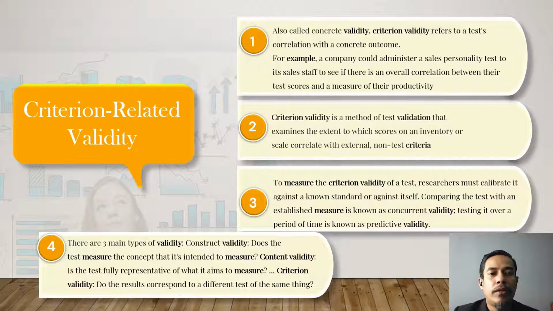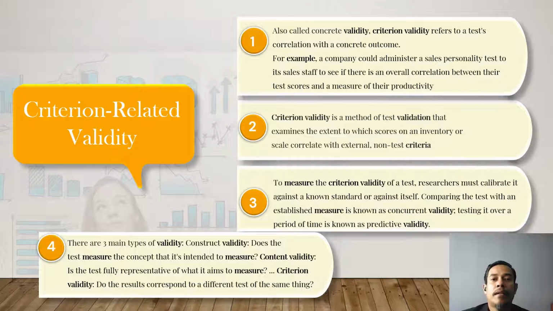Alright, I will continue my presentation on criterion related validity. The first one is also called concrete validity. Criterion validity refers to a test's correlation with a concrete outcome. For example, a company could administer a sales personality test to its sales staff to see if there is an overall correlation between their test scores and a measure of their productivity.